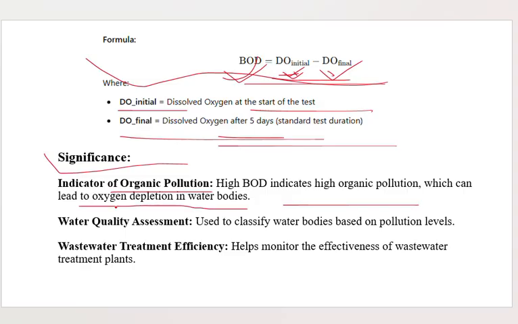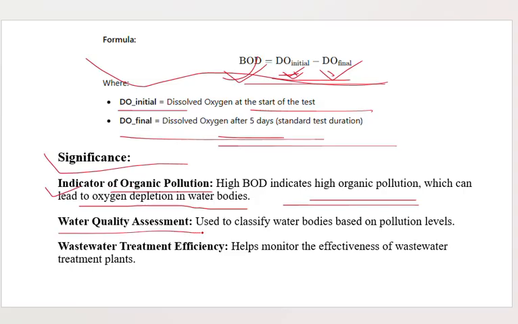How will oxygen deplete in the water bodies? Because if there is a lot of organic matter present in water, then microorganisms will consume lots of oxygen to break down that organic matter, that organic substance. In that process, they will consume lots of oxygen. Then the oxygen present in that water will deplete very rapidly. So this is an indicator of organic pollution.